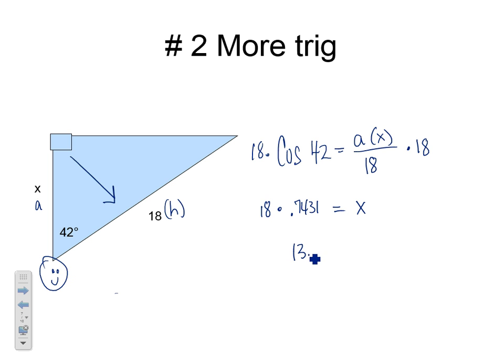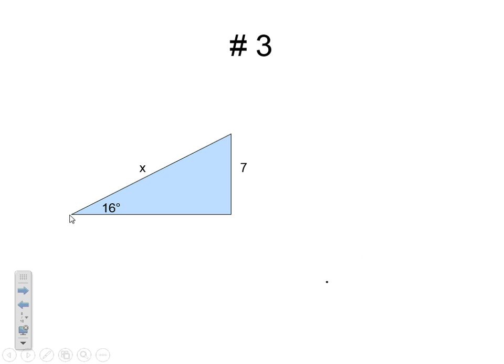Which is 13.4 is what the value of x would be. So that would be the length of my adjacent side. Let's try number 3. Go ahead and put myself at angle 16.